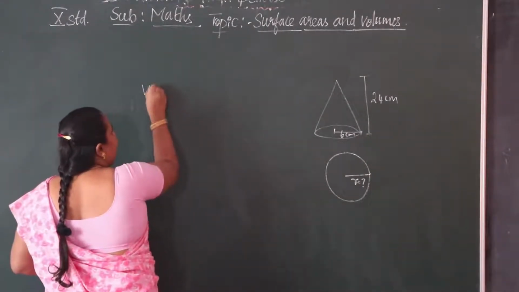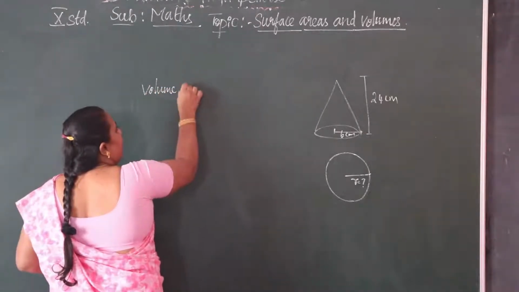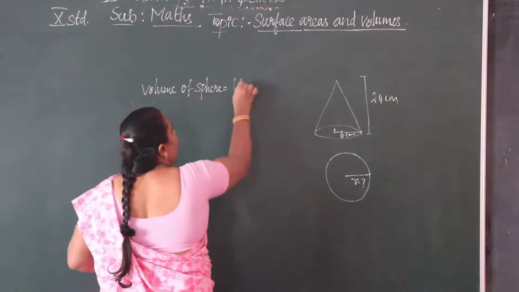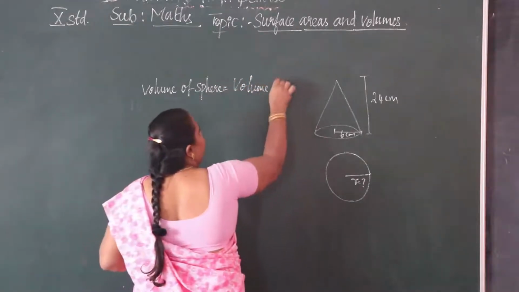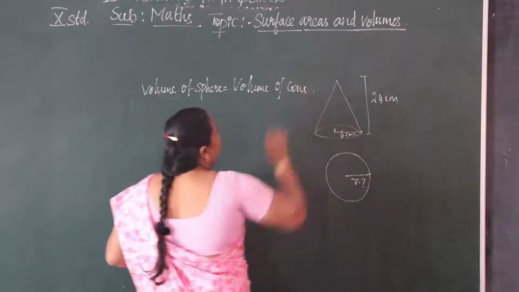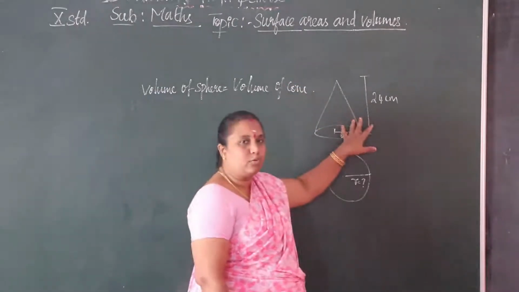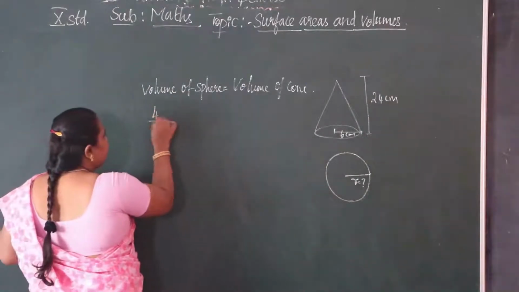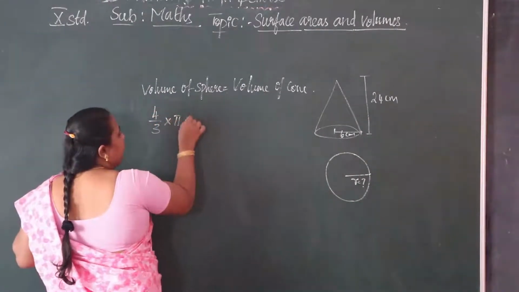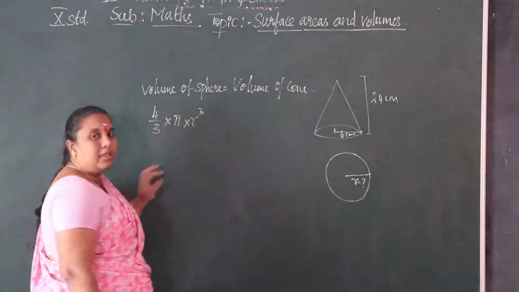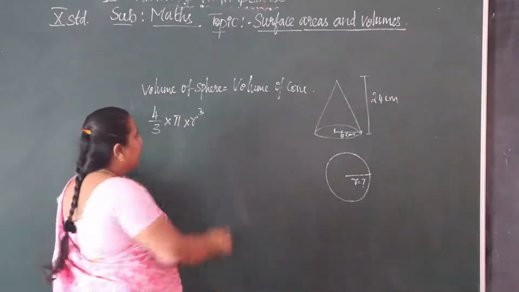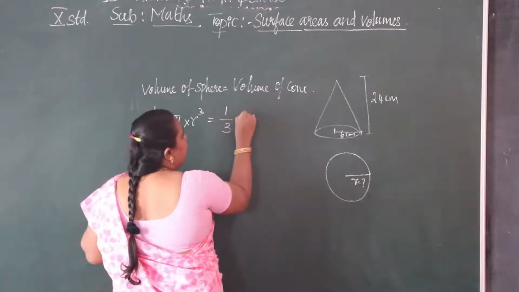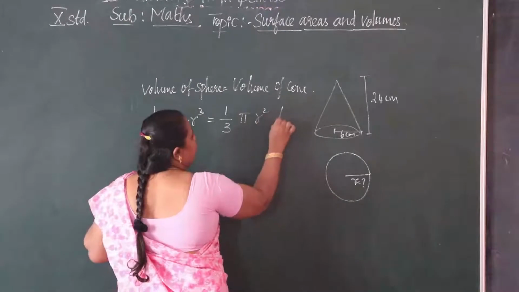So first we have to find the volume of sphere. Volume of sphere equals volume of cone. Is it right? So what is the formula to find the volume of sphere? Four by three into pi into r cube. So we have to find out r cube. That is equal to, what is the volume of cone formula? One by three pi r square h.